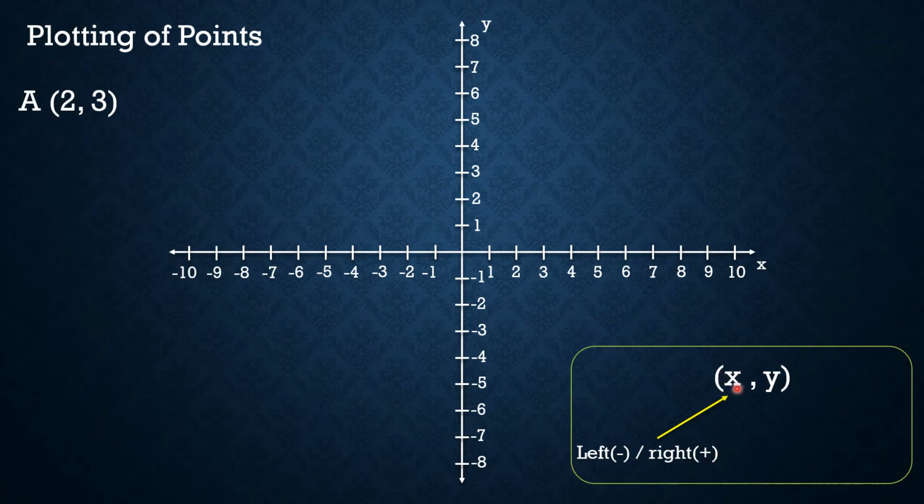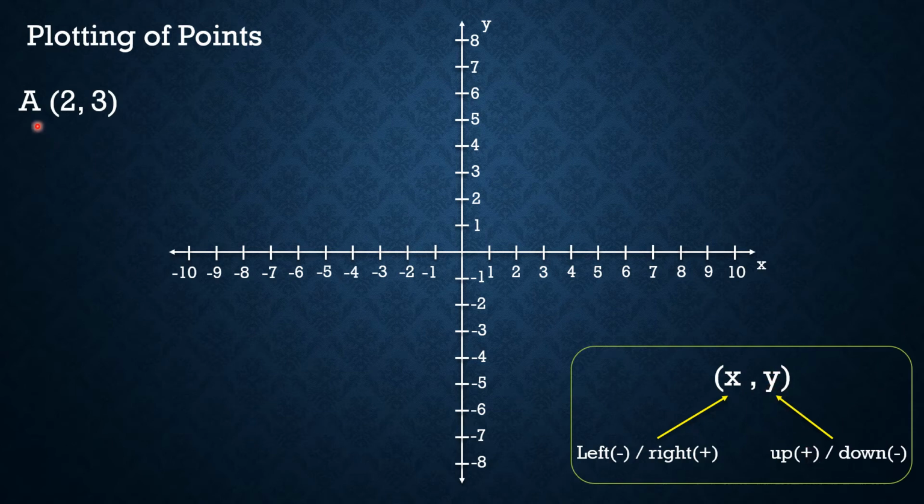However, if the value of x-coordinate is 0, magi-stay lang siya. Si y-coordinate naman, ang movement lang ay either up or down. So, if the value of y-coordinate is positive, then the movement is upward. And if the value of y-coordinate is negative, then the movement is downward. However, if y-coordinate is 0, magi-stay lang siya.